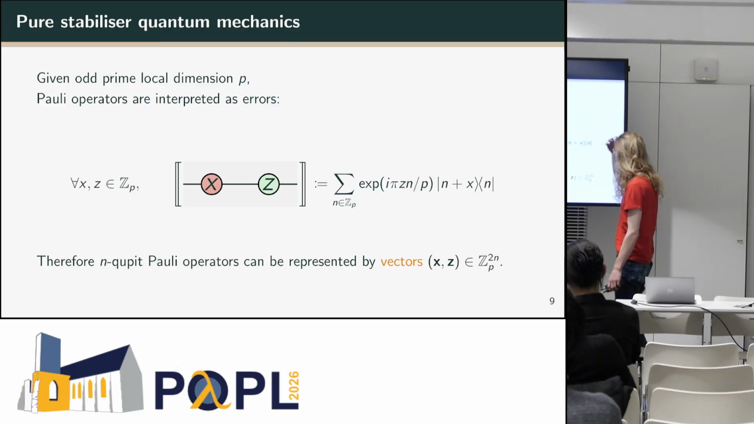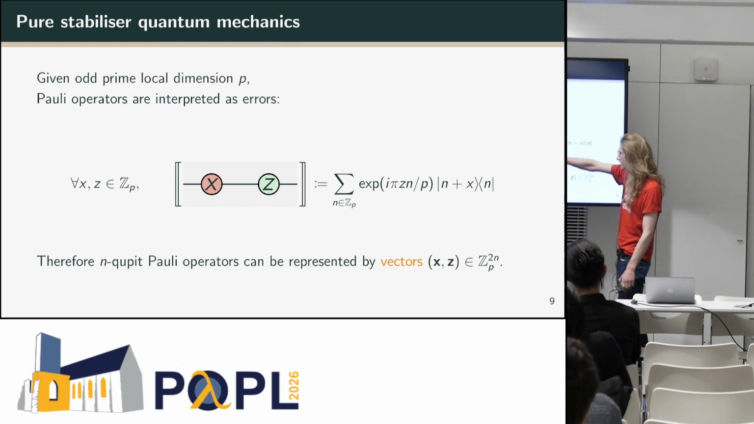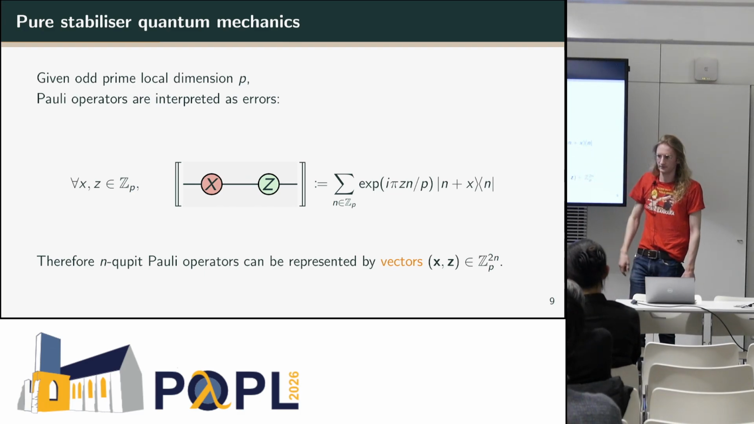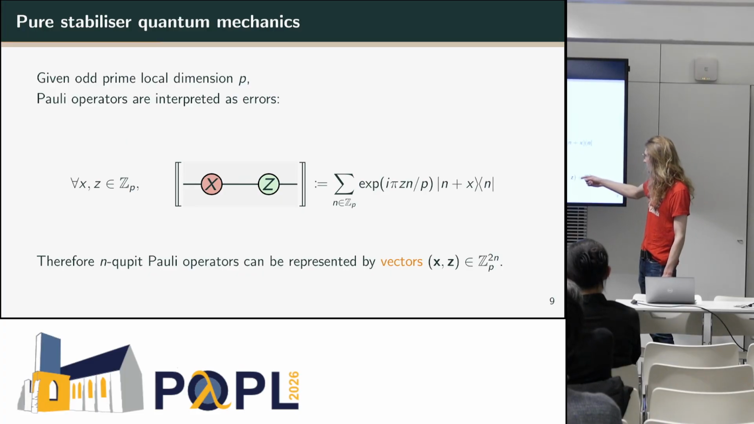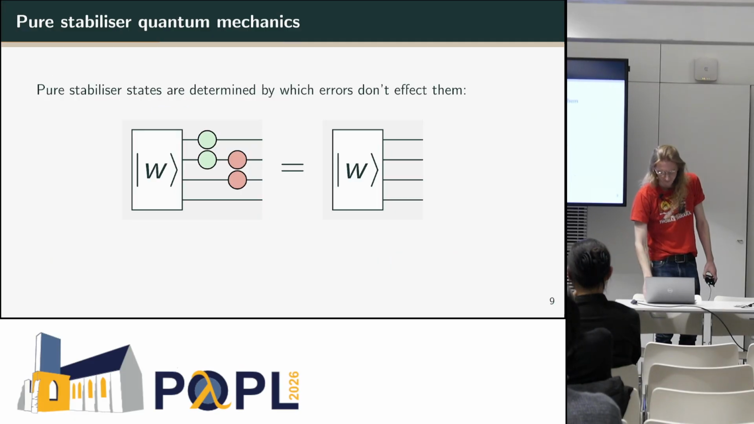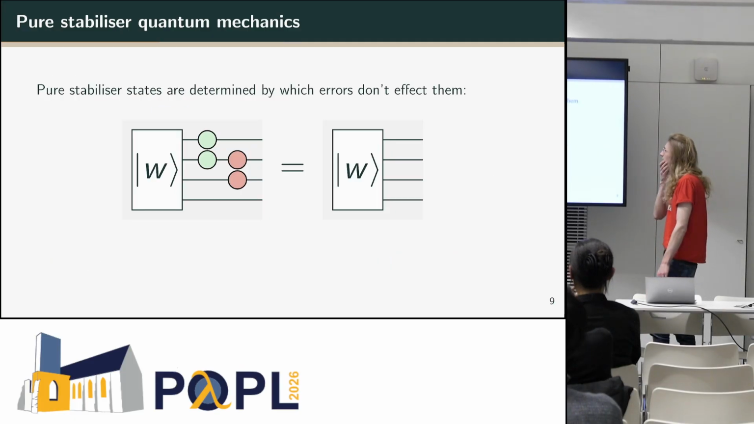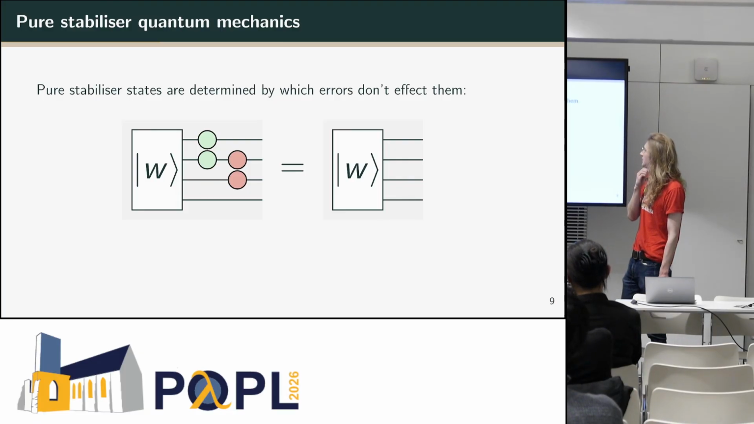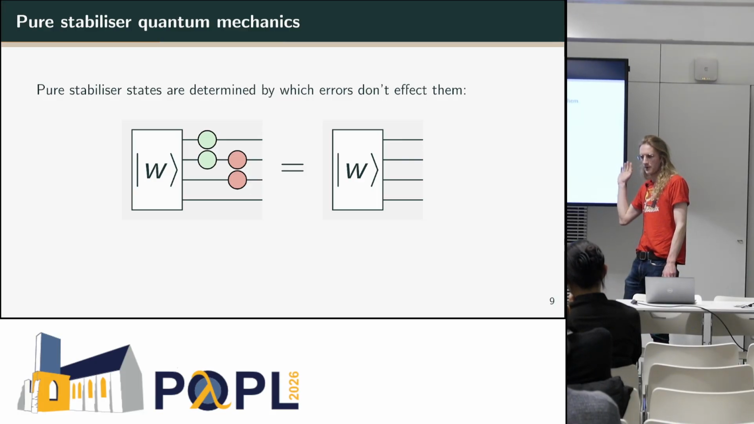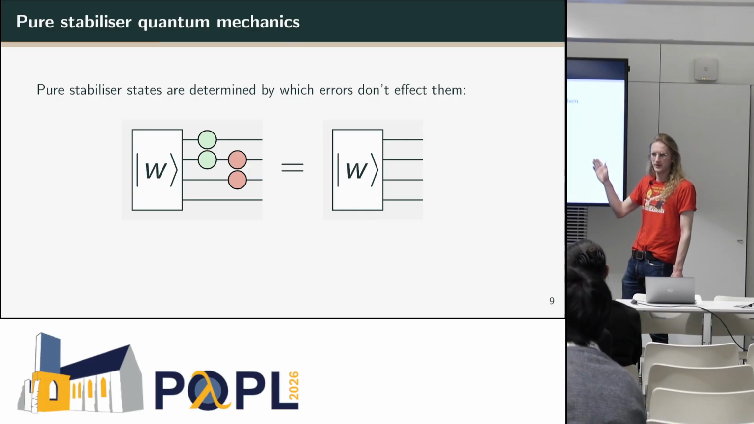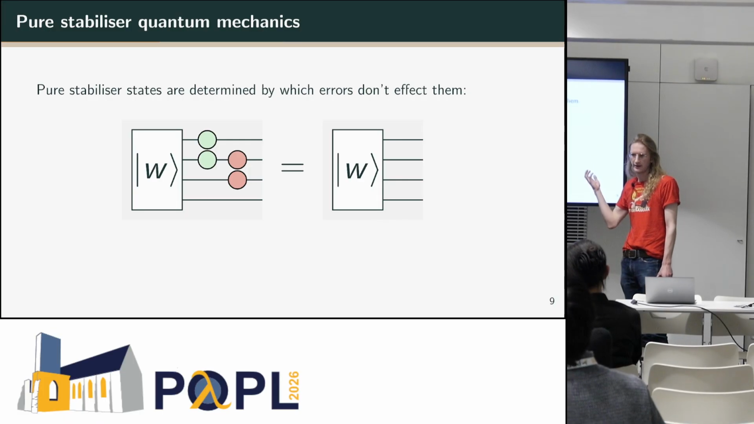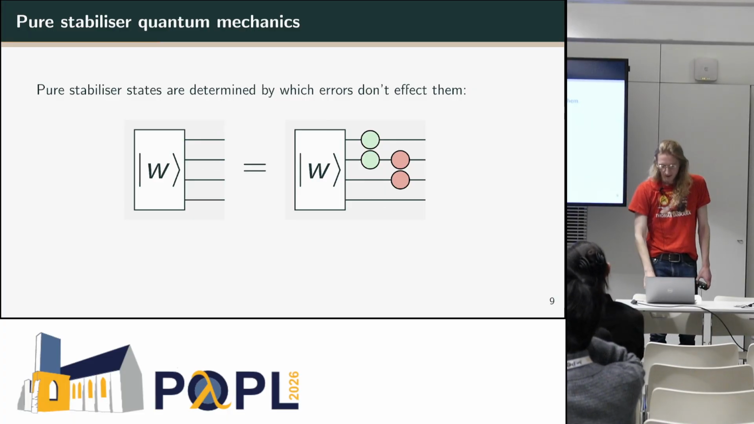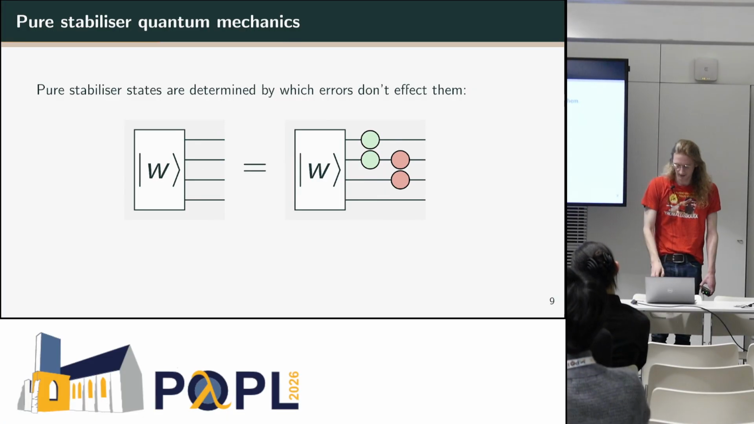So we don't have to think of things in terms of linear maps, but we can just think of a Pauli as a vector. It's even dimensional, and the x is on the left and the z is on the right. So you can define this notion of stabilizer states. A pure stabilizer state is determined by which Pauli operators you can apply to the state which act trivially. So it's the things which are invariant under these errors. And it doesn't matter which way you go.